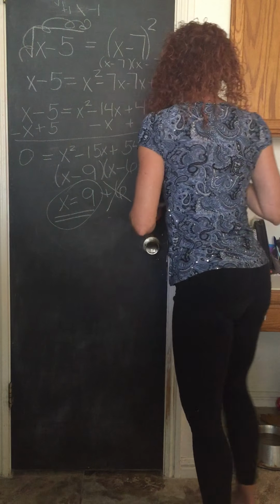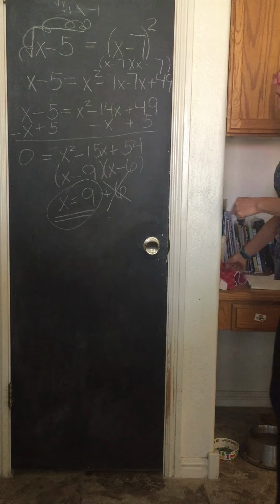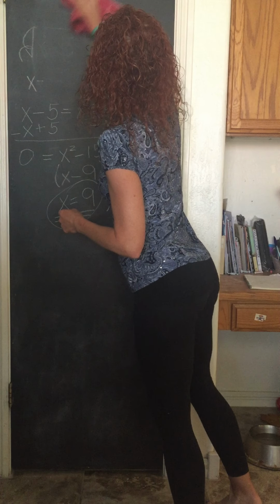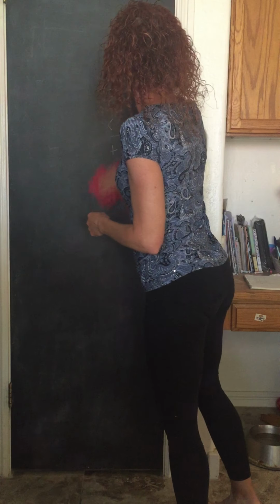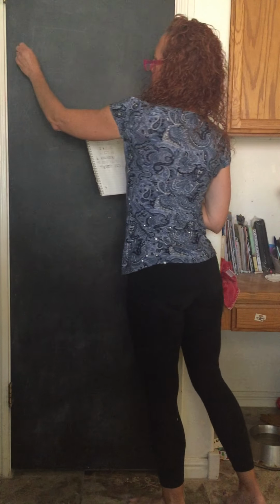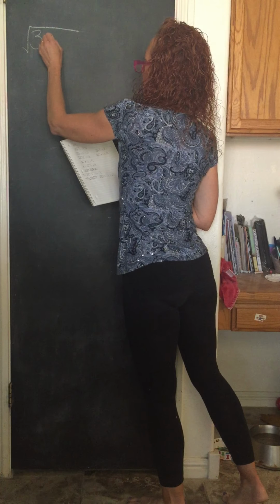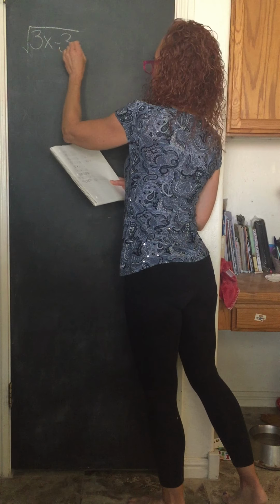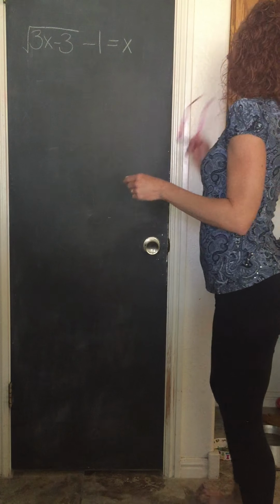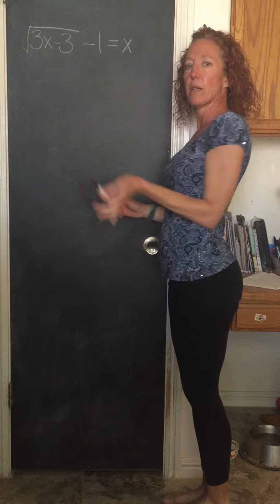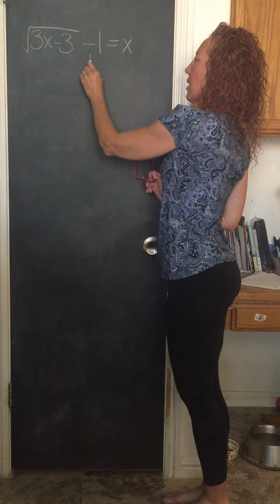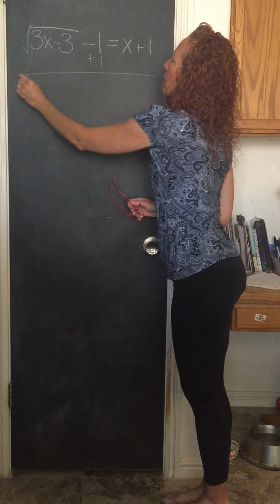I actually have one more. I missed it at first. I have one more on my paper, so you can try one more factoring one. No harm in going through one more example. It is the square root of 3x minus 3, minus 1 equals x. All right, so this time, pause it here, try it on your own. This time we do need to move that to the other side before we square.